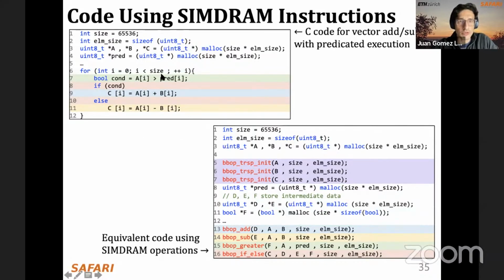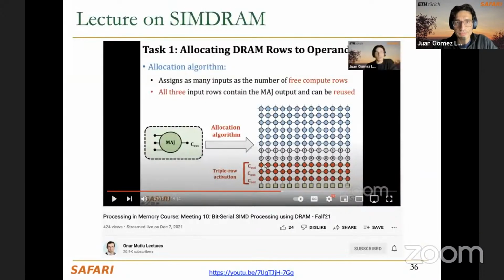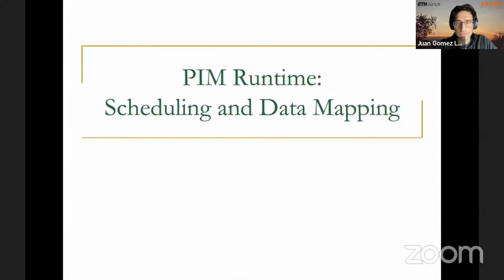language code, as for example, this simple loop where we go over 2 arrays, and depending on the value of the corresponding element of one of the arrays, we perform an addition or a subtraction, right? And we were explaining how this translates into a sequence of BBOps that are the SIMDRAM instructions. But if you want to recall SIMDRAM, we also have a specific lecture about SIMDRAM, which was lecture 10, and here you have the link to the recording.